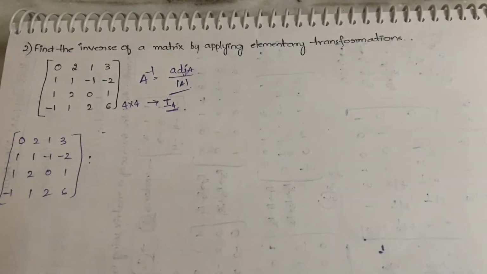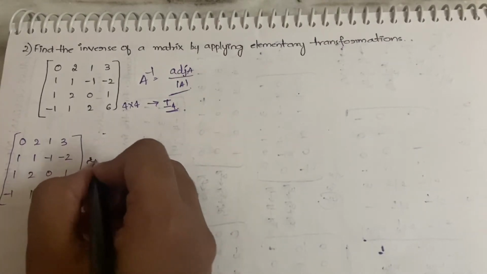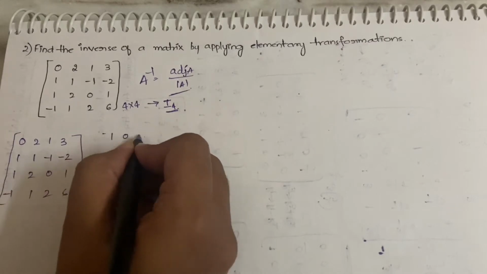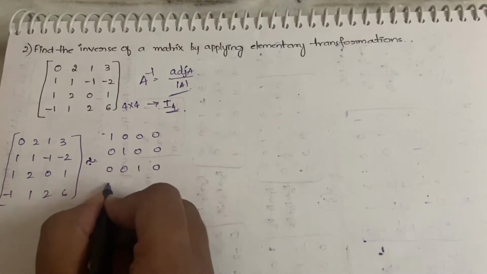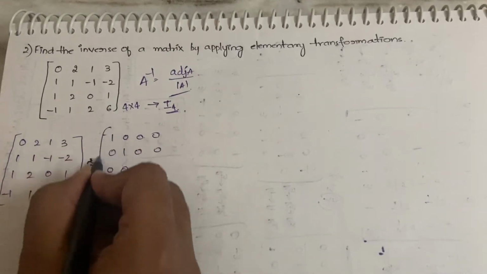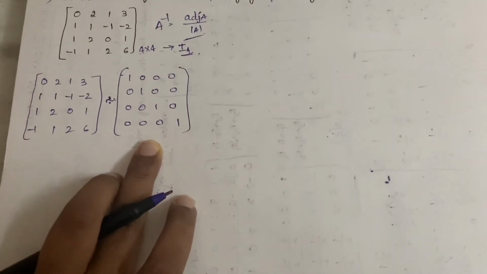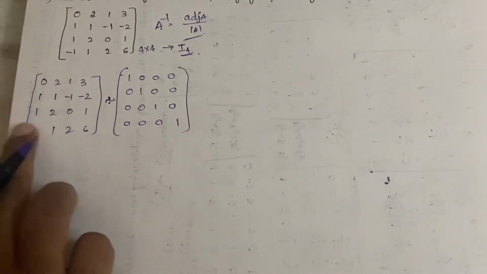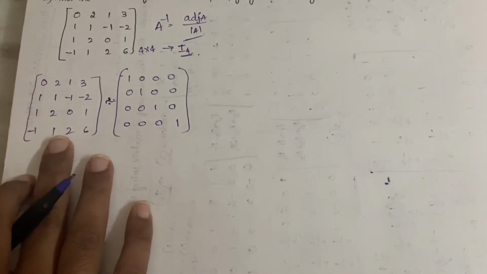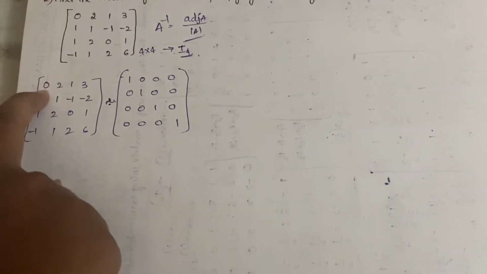Actually, you can take it this way, or you can put dots, or you can use anything. Okay, 1 0 0 0, 0 1 0 0, 0 0 1 0, 0 0 0 1. This is the identity matrix of order 4, right? Now see, what is our target? Our target is to make this one an identity matrix. So in order to do that, we need 1 here, right?